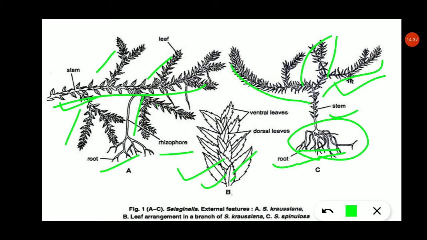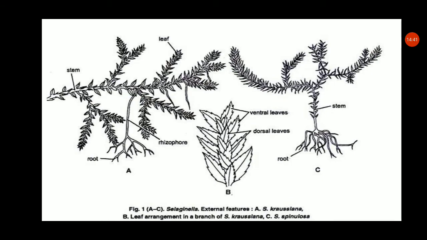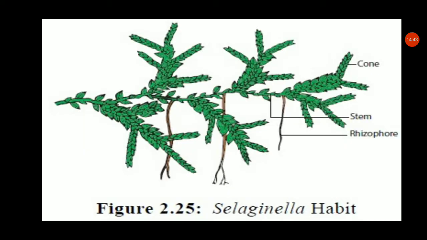I hope everyone has understood this. There is one more diagram in which we can see colorful diagrams. Here is a rhizophore. Then we can see the stems. This is the heterophyllum member. Then we can see the leaves. These leaves are simple and sessile, with a single vein, and ligules are present.